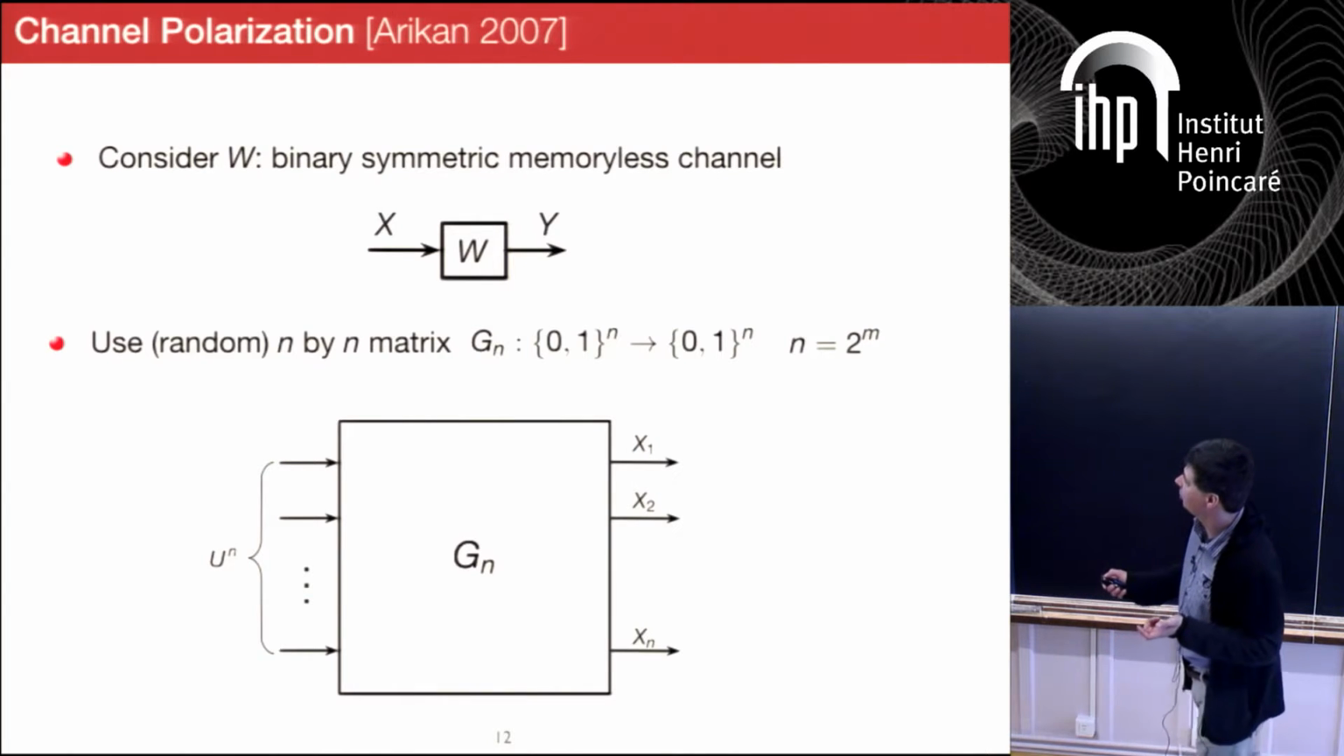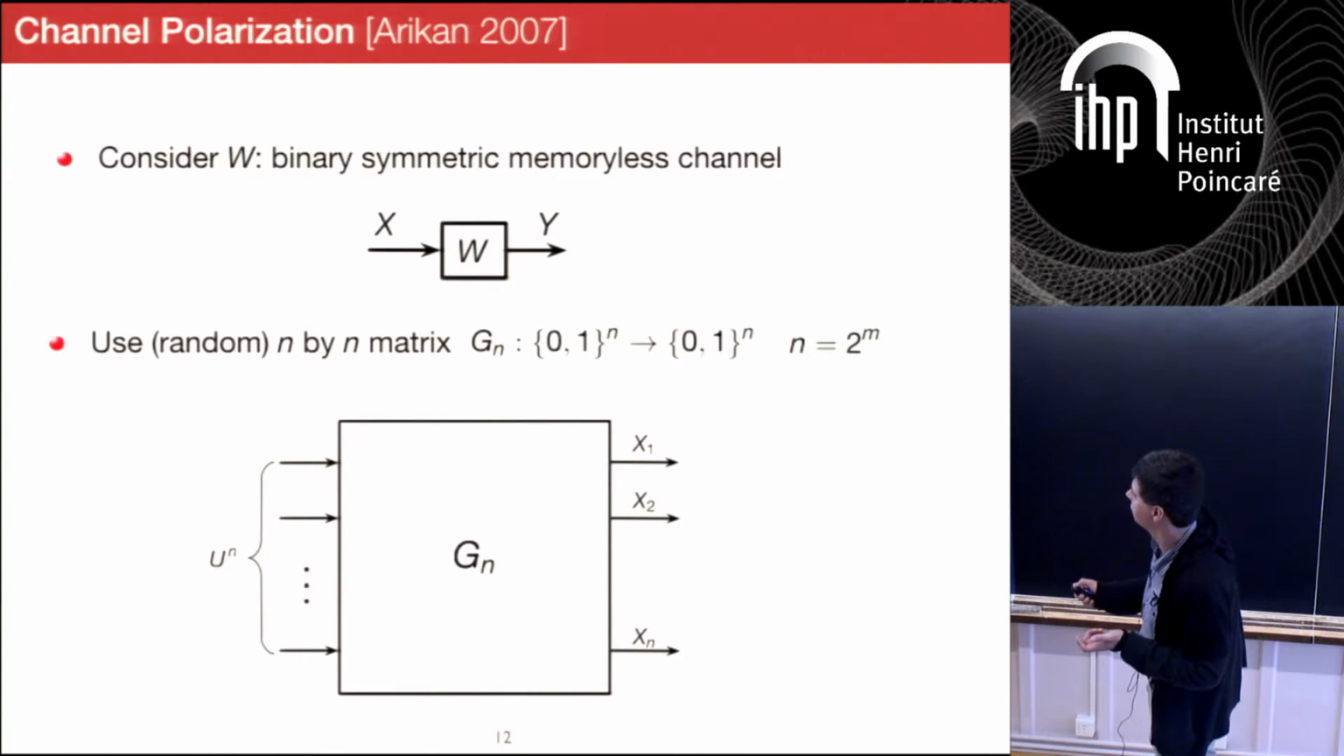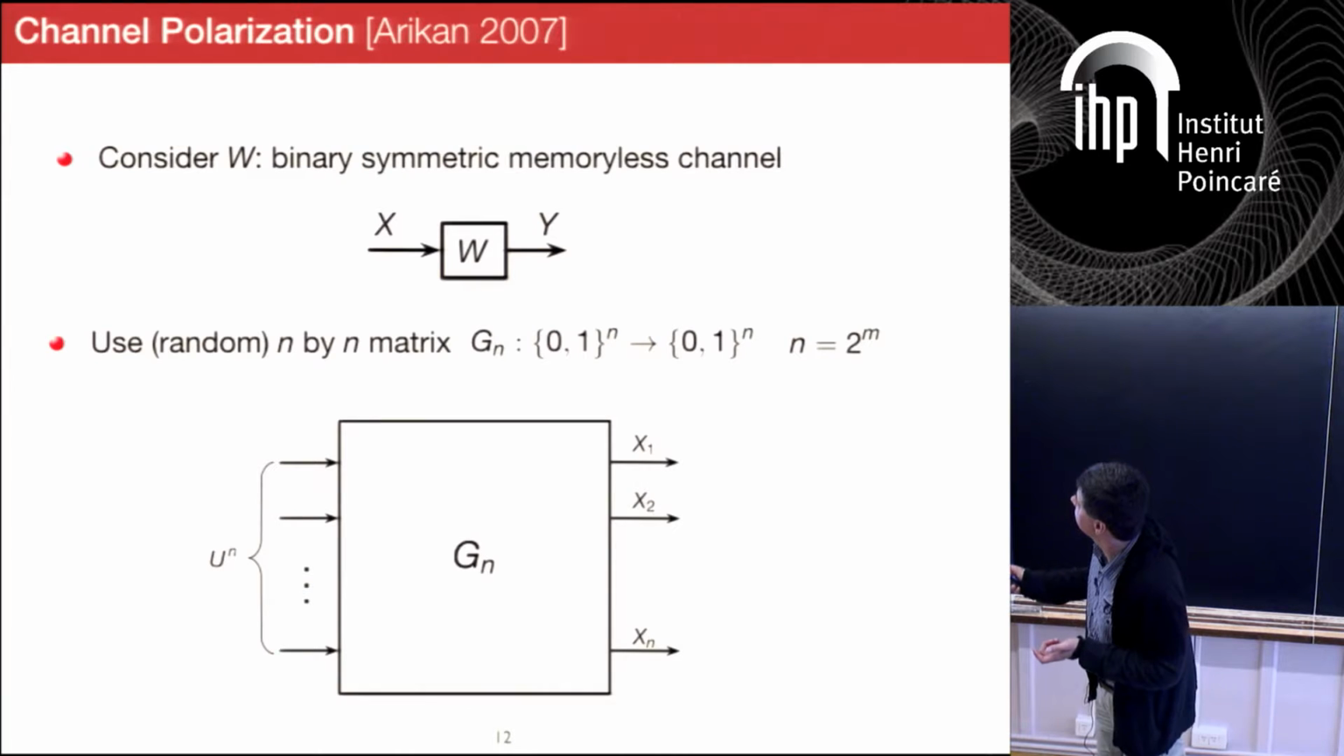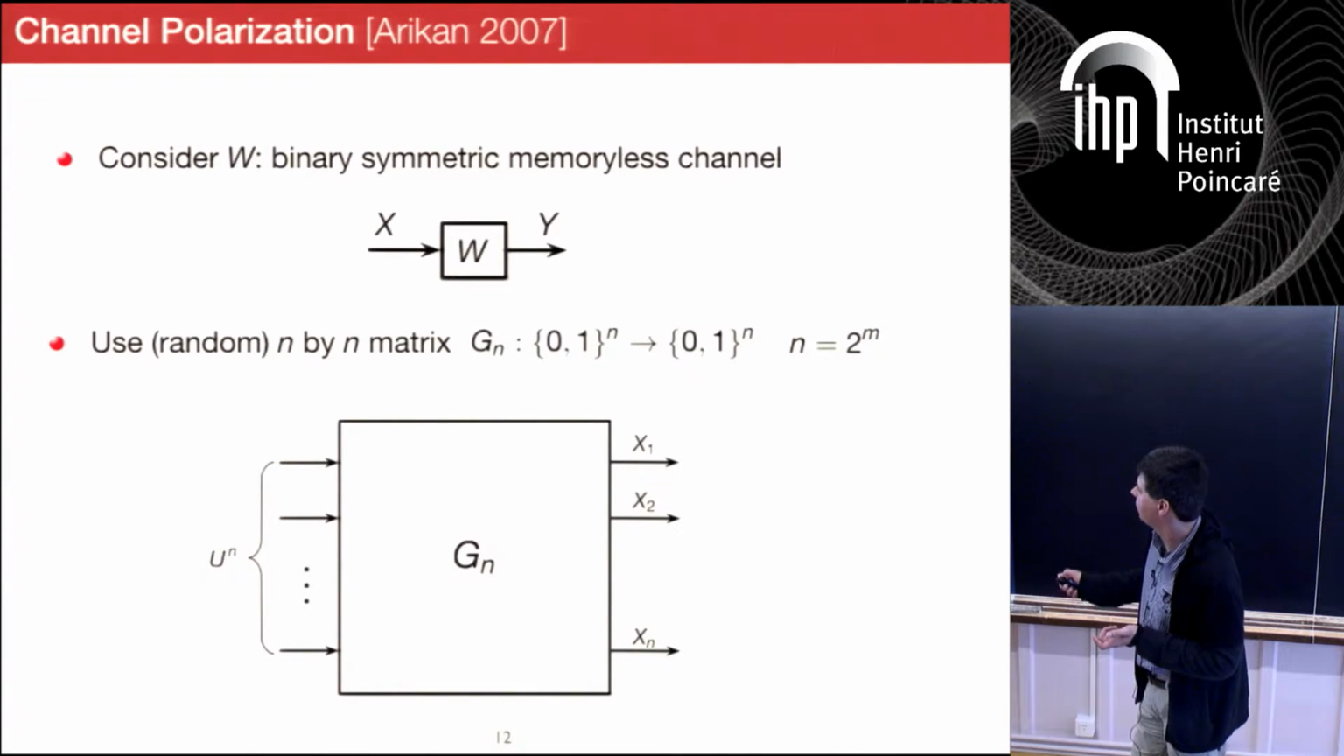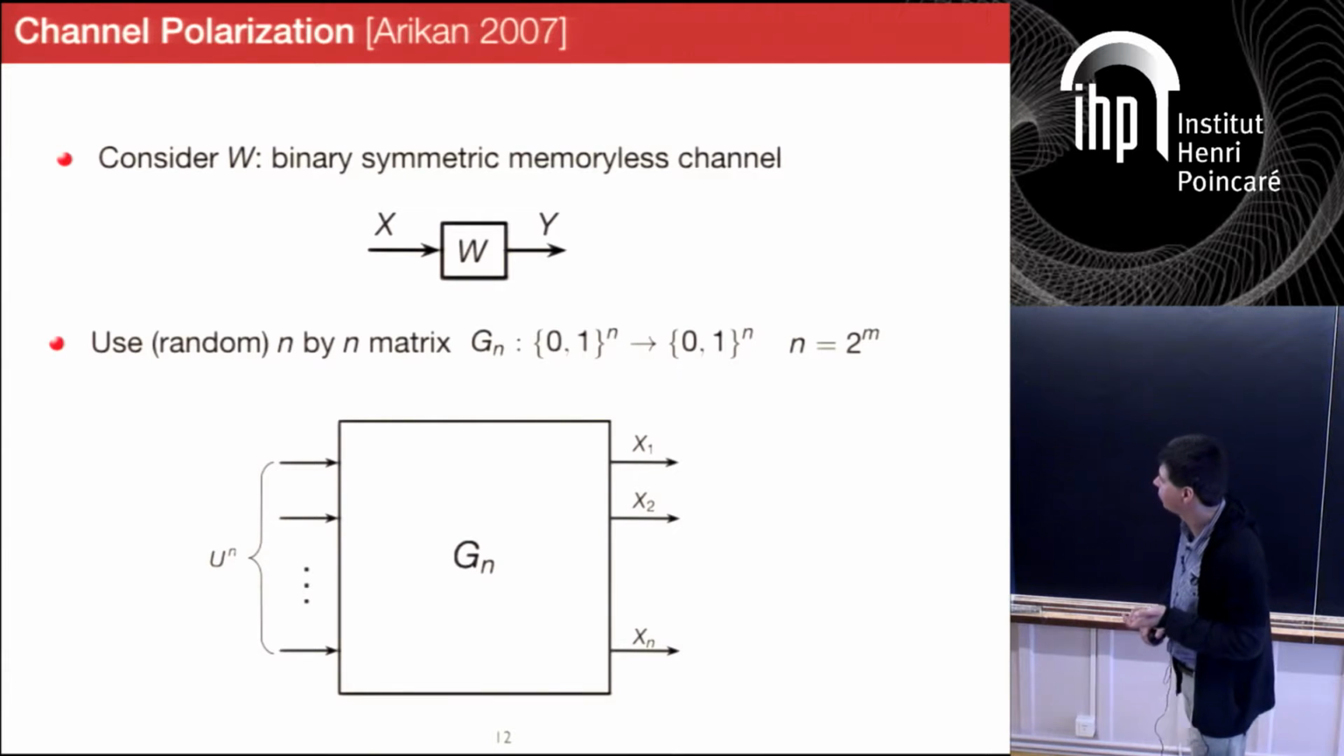So we look at polar codes, and this is the phenomenon of channel polarization, which is the basis of polar codes. If we consider W as a binary symmetric channel, this is one ingredient. The second ingredient is a random n by n matrix, which has a length of integer powers of 2.